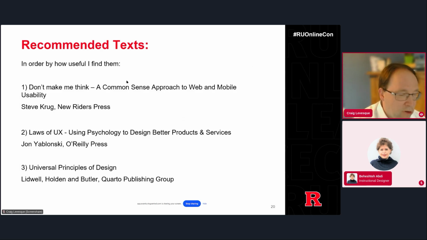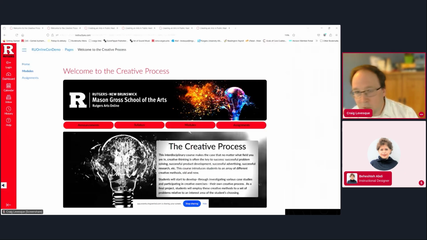is The Laws of UX by my previously mentioned John Leblonsky. And The Universal Principles of Design is a much more serious and weighty text than the others. But anybody who's designing a course should think about reading these first two, as it may very well change the way you approach some of these elements. Okay, so let's look at some courses.